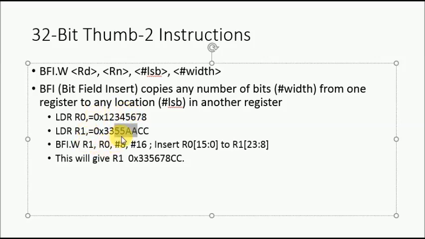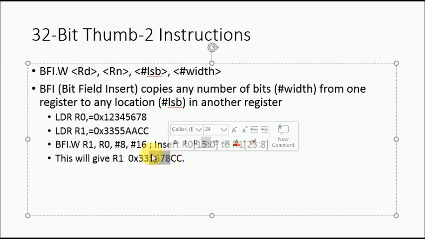So here the 55AA is replaced with the data 5678. You can clearly see here the 5678. So this is copied from the register R0 to the register R1. After execution of this instruction, R1 becomes 335678CCH. This way we can specify any starting bit position and we can specify any width here. And here if I specify 8, only 8 bits will be affected.